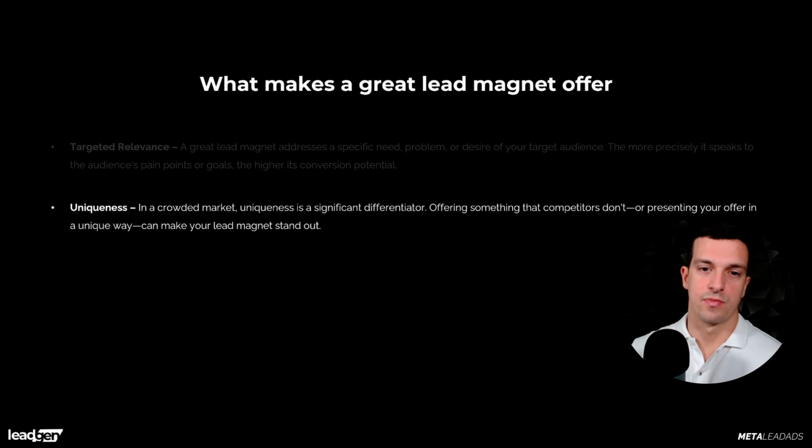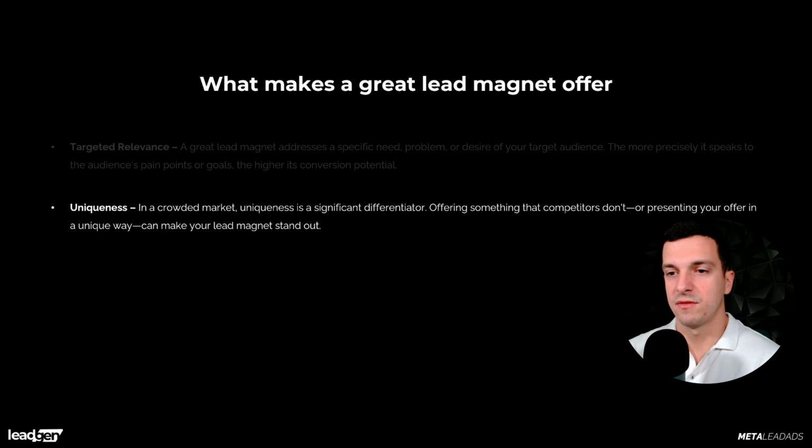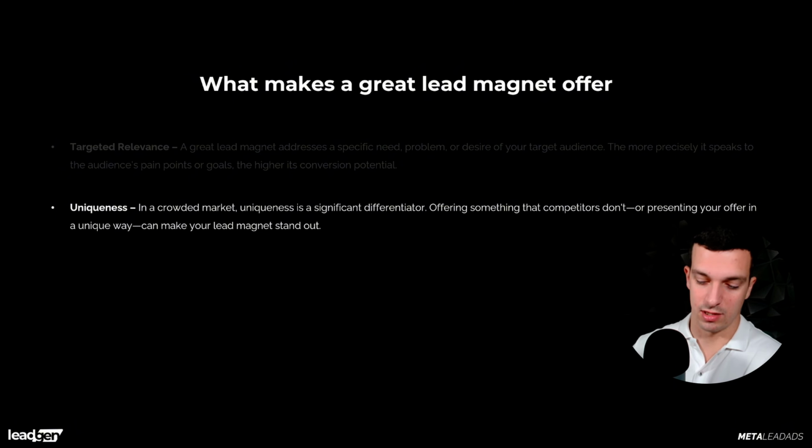So uniqueness. In a crowded market, uniqueness is a significant differentiator. Offering something that competitors don't, or presenting your offer in a unique way, can make your lead magnet stand out. So there are a lot of people trying to get the attention of our target market, and you want to be unique in this sense. You want to offer something unique that they haven't seen, that's overpromising, that's really great. And we're just going to go through the exercise and hopefully you will identify what's really unique for a target audience.